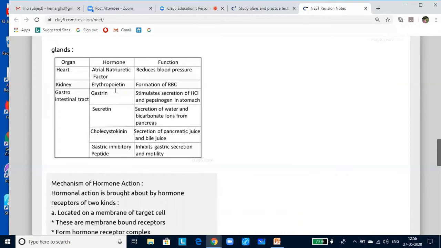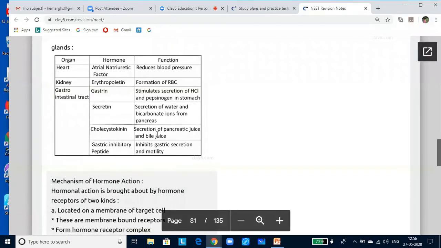Now, the gastrointestinal tract secretes 4 kinds of hormones. Gastrin, which stimulates the secretion of HCl and pepsinogen in the stomach. Secretin secretes water and bicarbonate ions from the pancreas. Cholecystokinin secretes pancreatic juice and bile juice. Gastric inhibitory peptide inhibits gastric secretion and motility of the food in the gut.